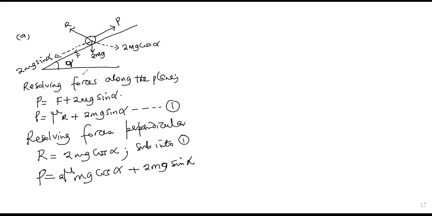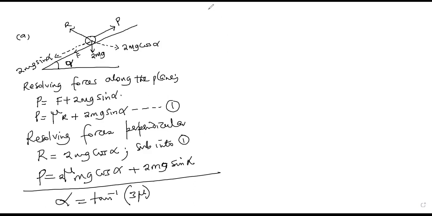But remember, they have told me that the angle of inclination alpha is tan inverse of 3 mu. So if alpha is tan inverse of 3 mu, then it means that tan alpha is equal to 3 mu. I'm trying to bring it out in a way that we should understand it. If tan alpha is equal to 3 mu, by Pythagoras theorem, this is like 3 mu over 1, so this is opposite and this is adjacent.